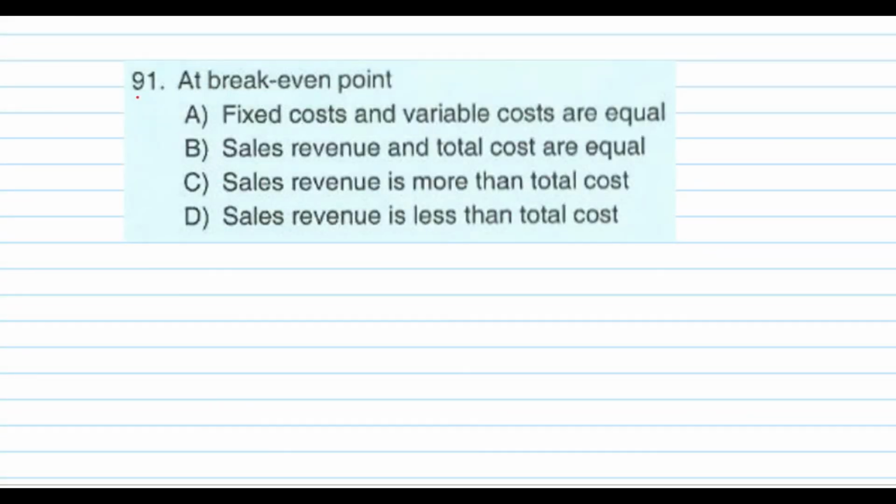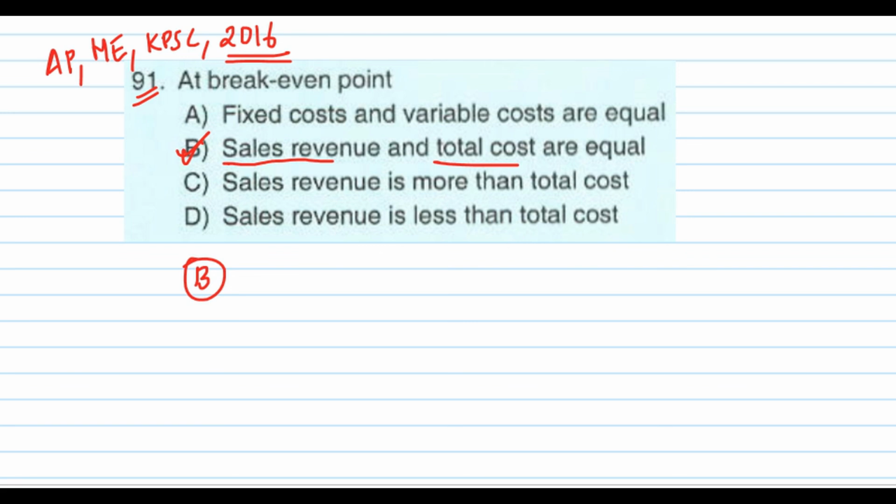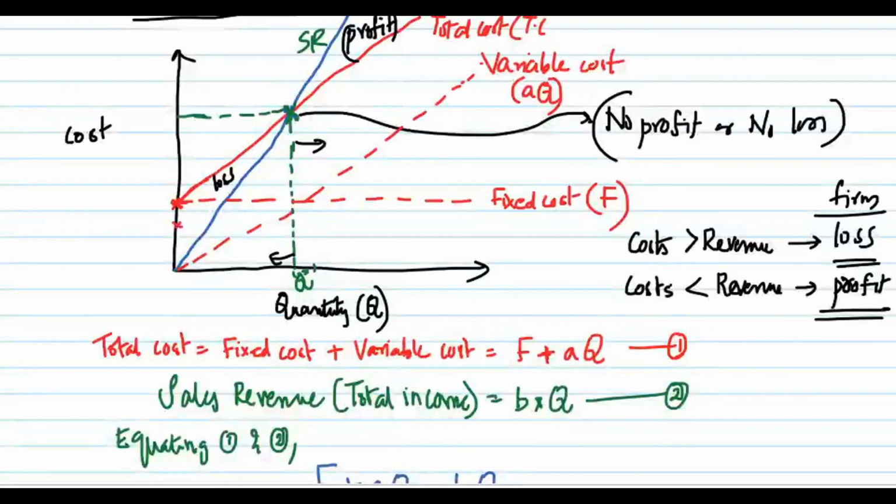So this question was asked for Assistant Professor Mechanical Engineering, Kerala PSC in 2016, and the question was: at break-even point. At break-even point, as we have seen from the curve, sales revenue and total cost are equal. So option B is the right answer. Sales revenue more than total cost is wrong. Sales revenue less than total cost is wrong. Fixed cost and variable cost are equal is also wrong, because total cost corresponds to fixed and variable cost, as we can see here.